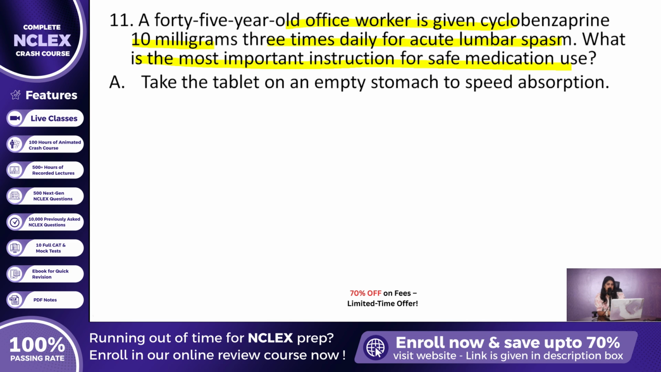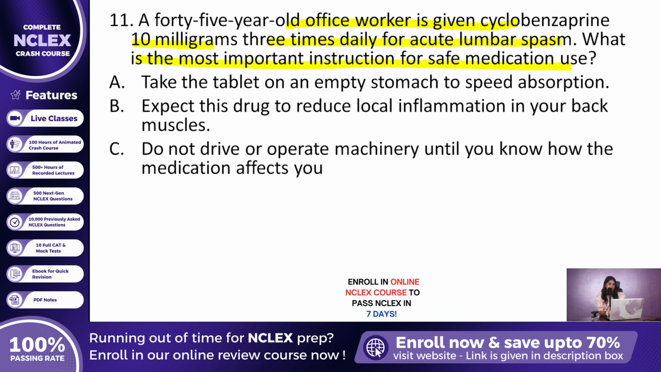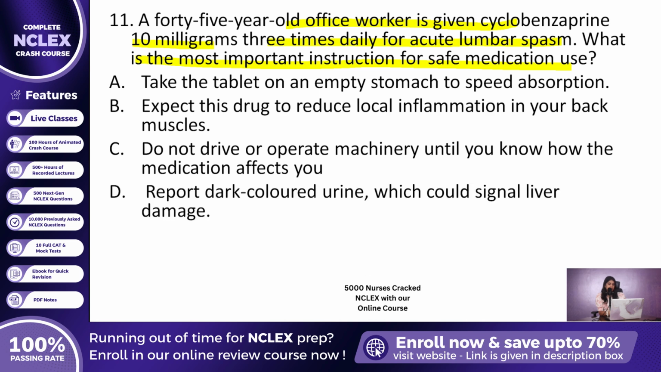Option A, take the tablet on an empty stomach to speed absorption. Option B, expect this drug to reduce local inflammation in your back muscles. Option C, do not drive or operate machinery until you know how the medication affects you. Option D, report dark-colored urine, which could signal liver damage. The critical safety instruction is option C, do not drive or operate machinery until you know how the medication affects you.